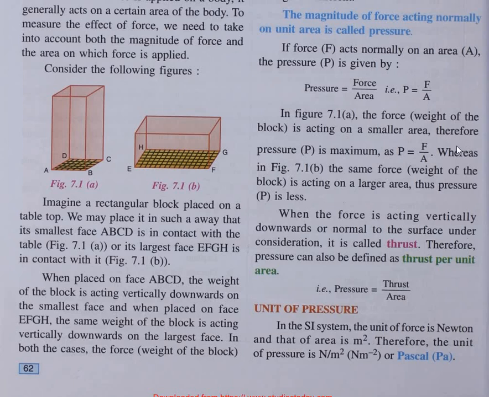The force acting vertically down or normally to the surface under consideration is called thrust. When force is acting vertically downwards, like over here, that force is known as thrust. Therefore, pressure can also be defined as thrust per unit area. If you want to find the pressure, you can write thrust upon area.